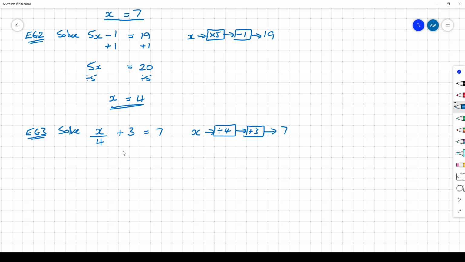How do we sort out the plus 3? We want to turn it to 0, we want to get rid of it, so we subtract 3. Do it that side, you must do it on the other side. That's the balance method, keeping the weighing scales balanced.